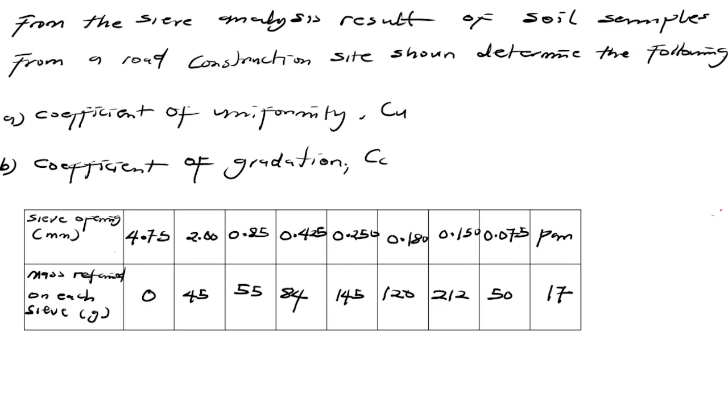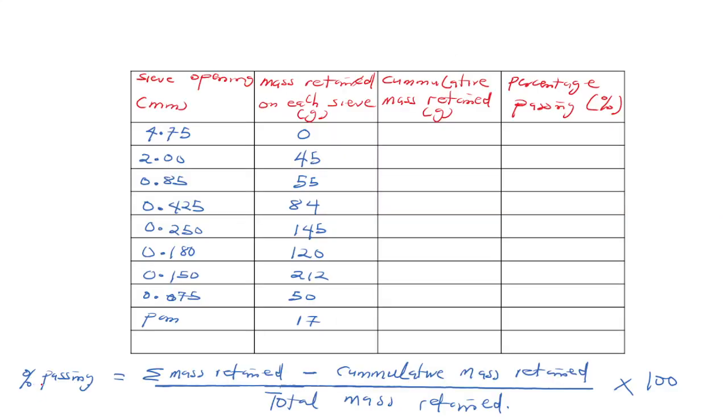So we have our sieve openings, and we have our mass retained on each sieve. So we say, solution. We are going to arrange it just like this: the sieve openings, the mass retained, then we will account for the cumulative mass retained, and then the percentage passing.